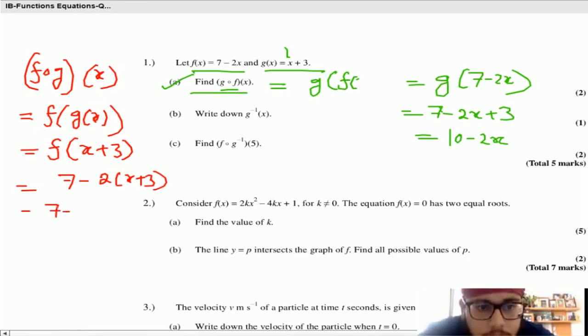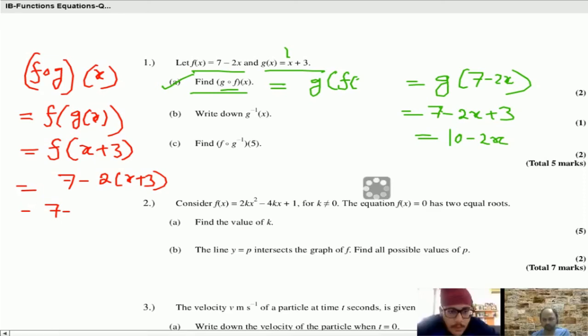So it is going to be 7 minus, if we simplify, what will we get, Manu? 7 minus 2x minus 6, because negative 2 times 3 is minus 6. Then after that we'll get 7 minus 6, which is plus 1. Negative 2x plus 1.